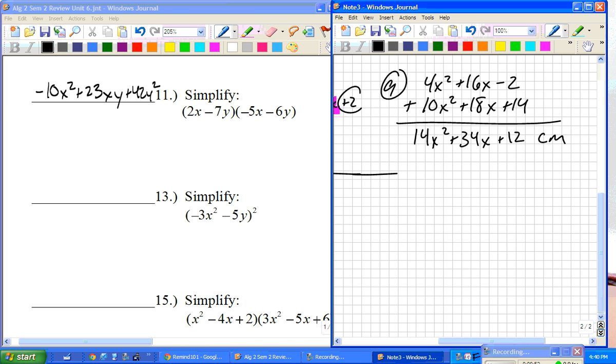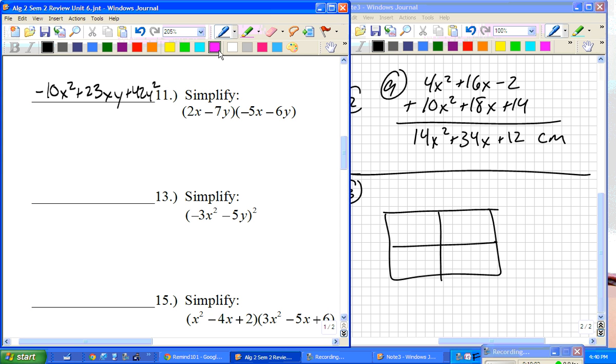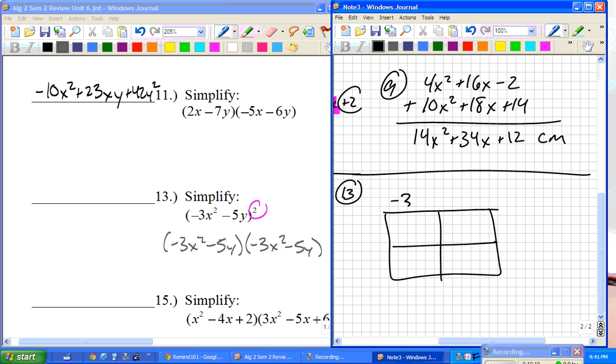Okay, and now the next one that we talked about was the box method. Like, Mr. Grice, why are you doing the box method? I only see one thing. Well, that's because you're not paying very close attention. Remember that square means that there are two of them. You do not just distribute a square to both of those, okay?